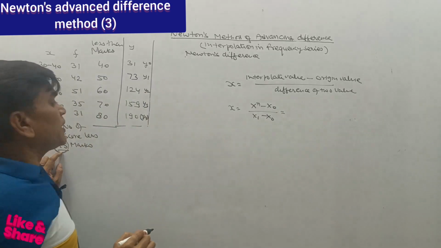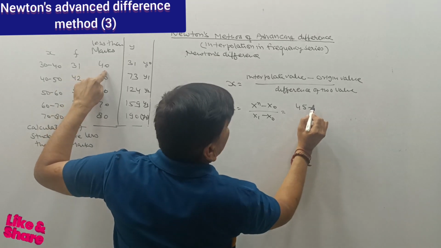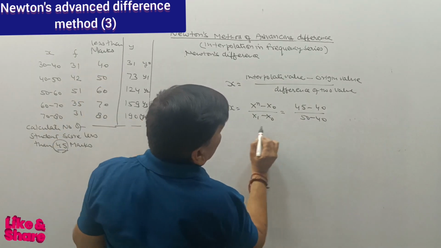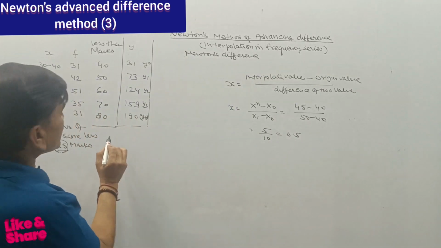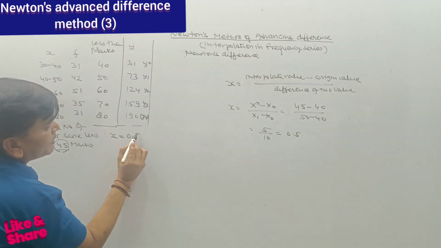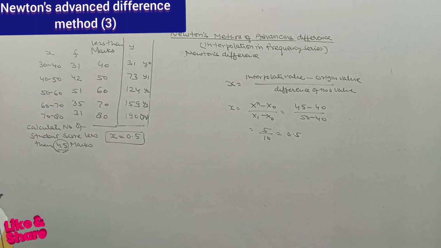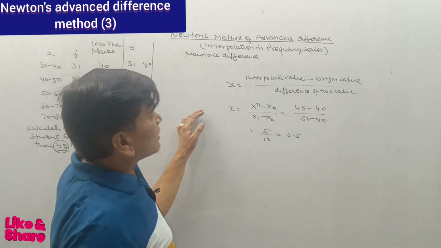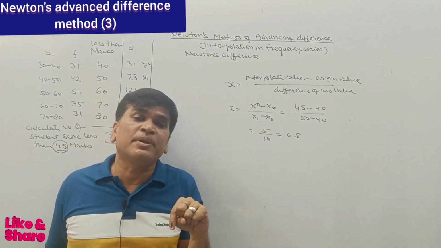So xn is 45 minus x0 which is 40, divided by 50 minus 40, the difference of two. So that is 5 divided by 10, that is 0.5. So the value of x we have calculated is 0.5, because we have to interpolate for less than 45.